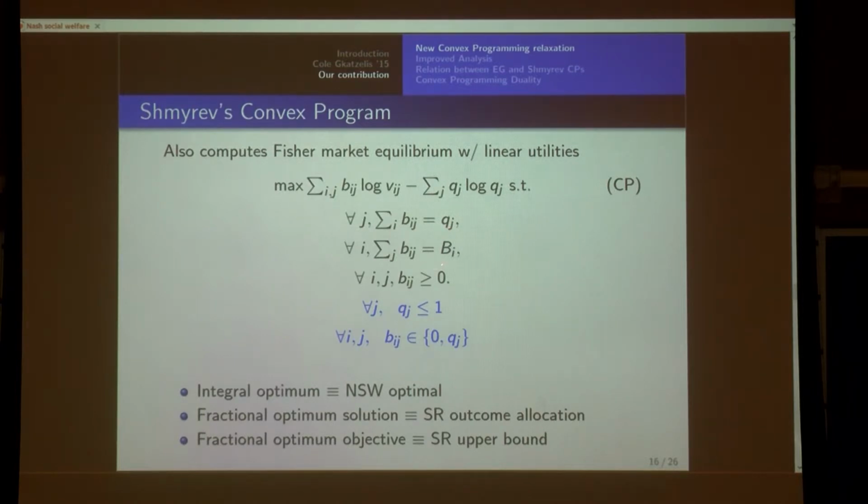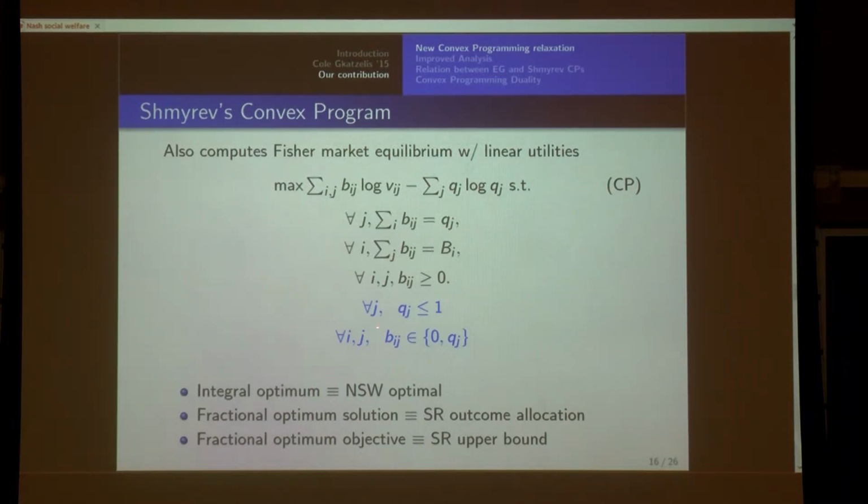These constraints are, in general, a budget constraint. You can have any budget for agent i, and this is your supply constraint. So Qj here is intended to be the equilibrium price of item j. This thing in black captures the Fisher market with linear utilities, the equilibrium spend. So once you know the spend and the price, you can read off the allocation also.